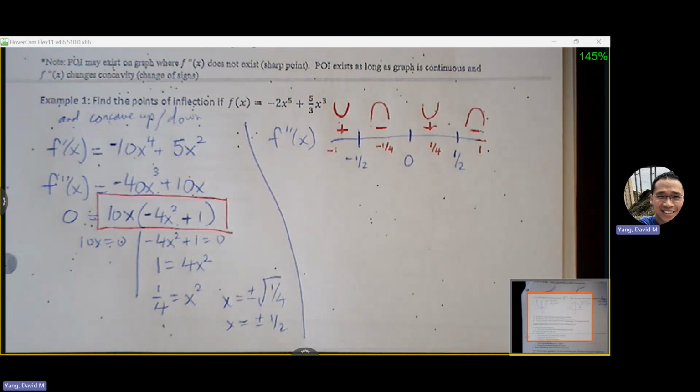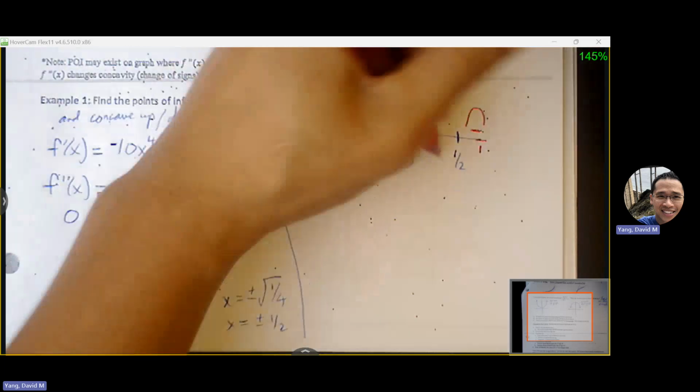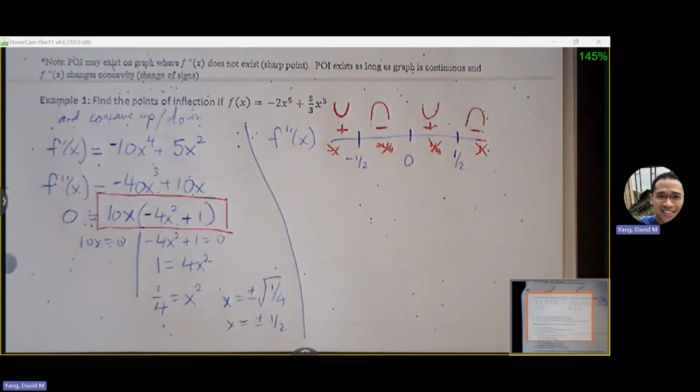Okay. Just like how we did with the first derivative test, once we are done with our test points, we're going to cross them out. They're not going to play a role in any of our interval statements. The whole purpose is just to populate the top of the sign lines. After that, we're not going to use those numbers again.